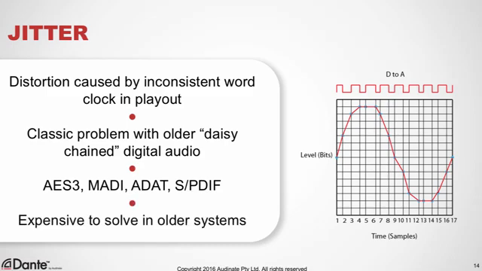Now, the classic solution here was to use an expensive external clock that would slave each device and thus force clock alignment between them. Dante uses a highly accurate clock synchronization method that ensures outstanding jitter-free performance for any number of connected devices without the need for any external clock sources.